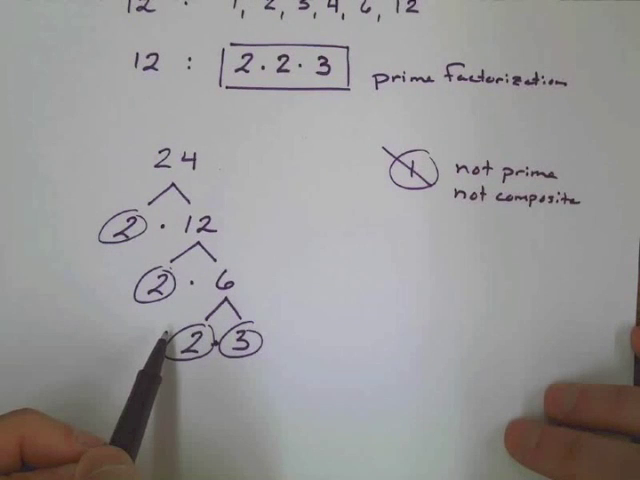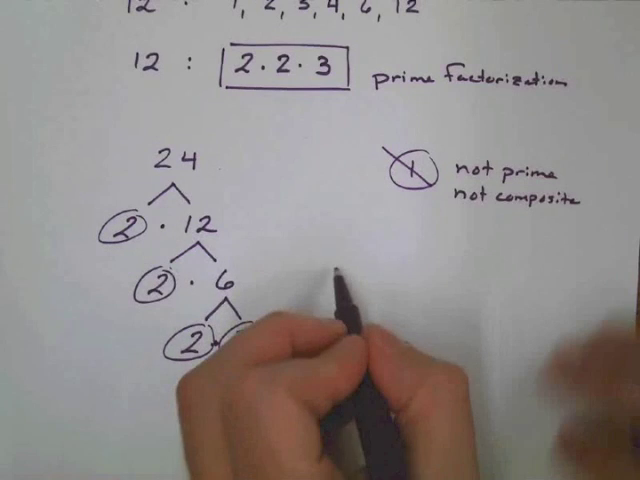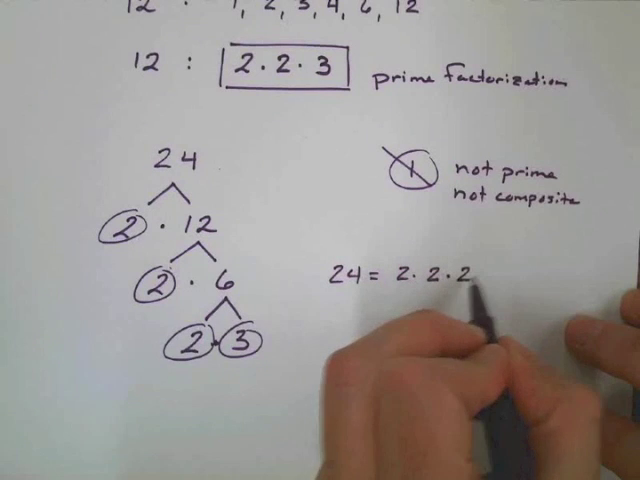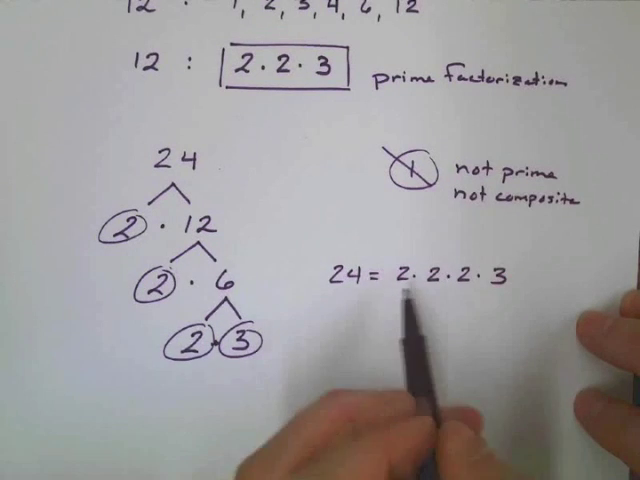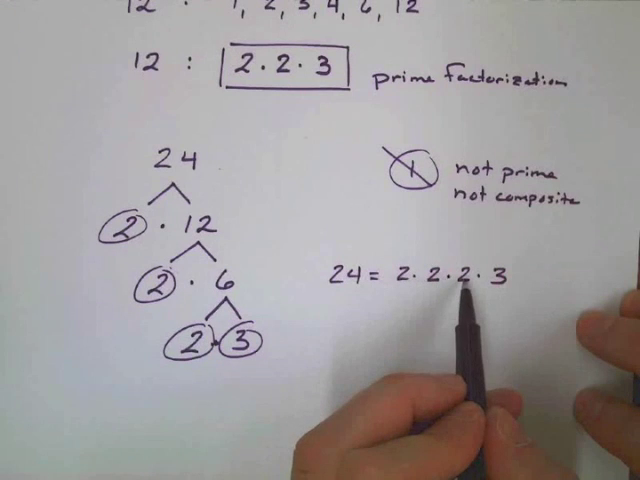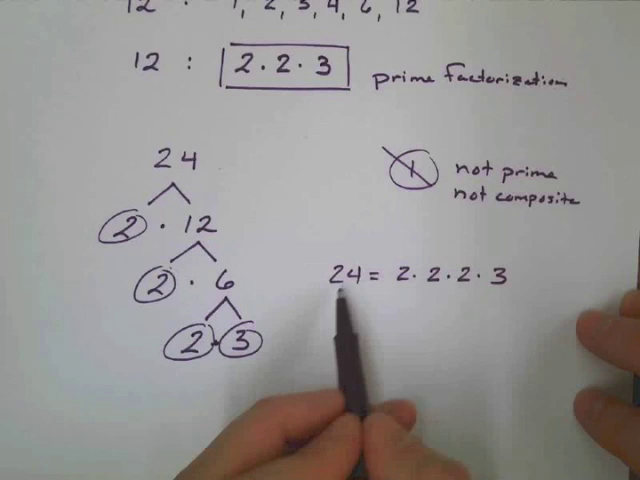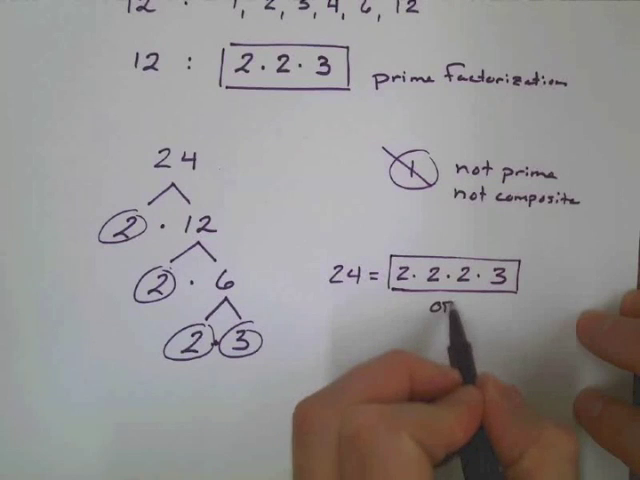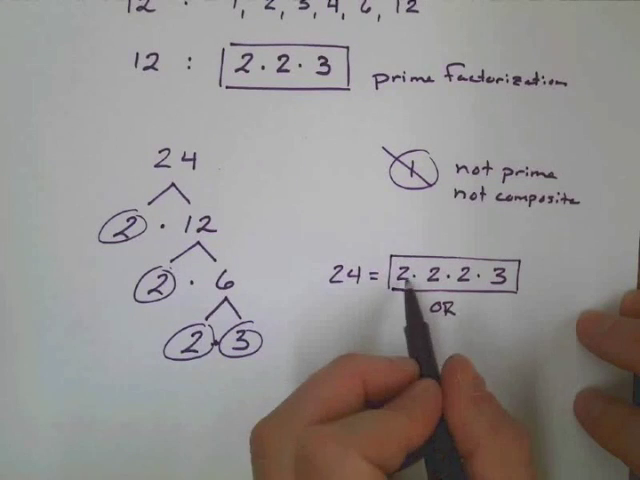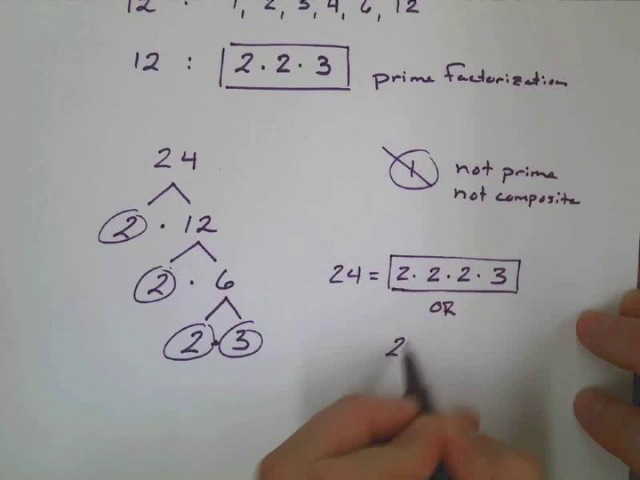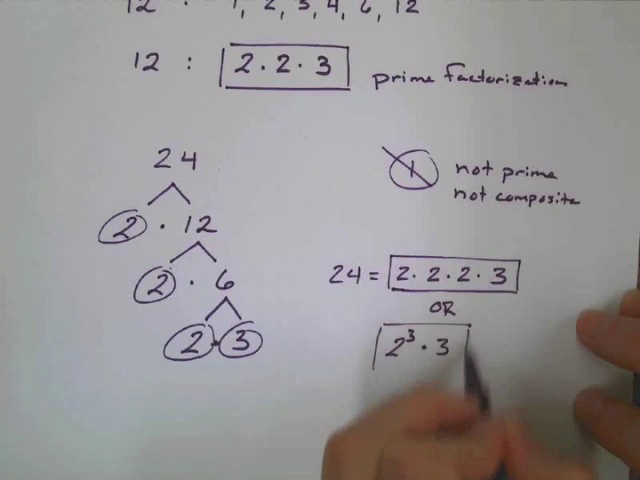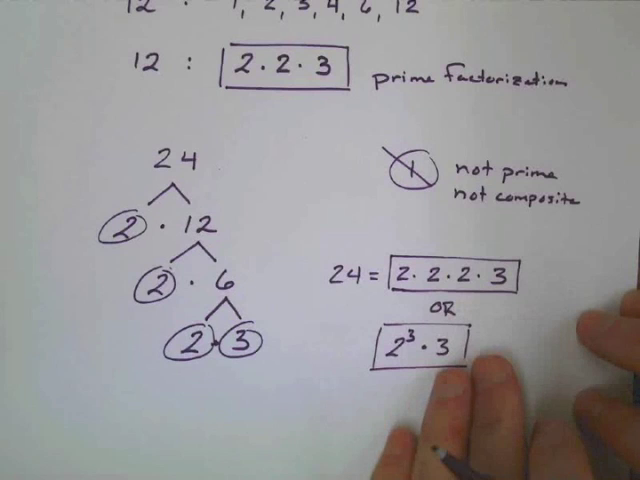So our prime factorization of 24 I could write as this. 24 is equal to 2 times 2 times 2 times 3. 2 times 2 is 4. 4 times 2 is 8. 8 times 3 is 24. So here's my prime factorization. I could write it another way. I could use exponents. 2 times 2 times 2 could be written as 2 cubed times 3. Either way is fine. Both of these represent the prime factorization.